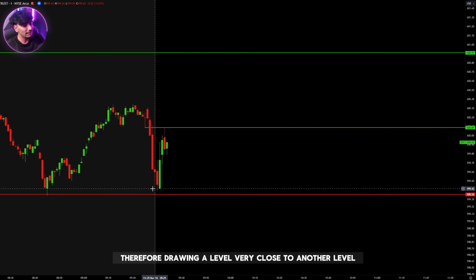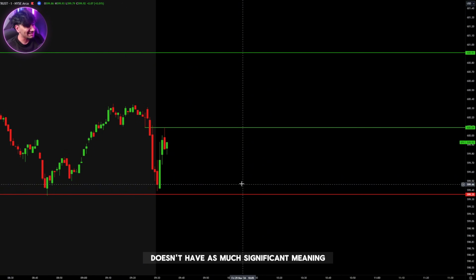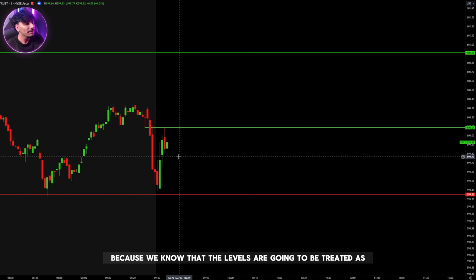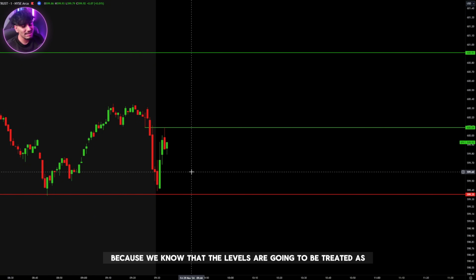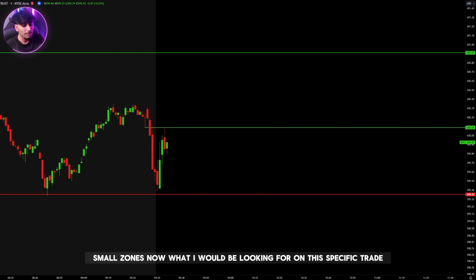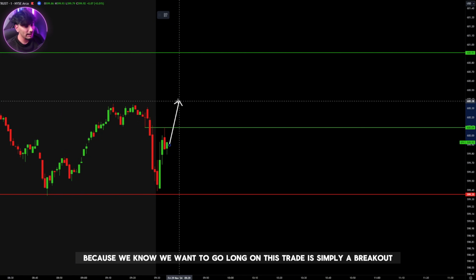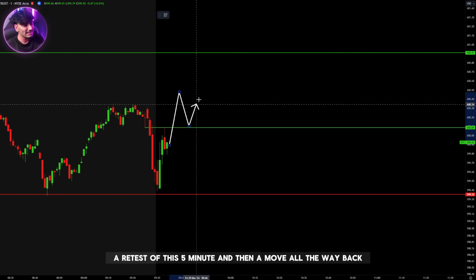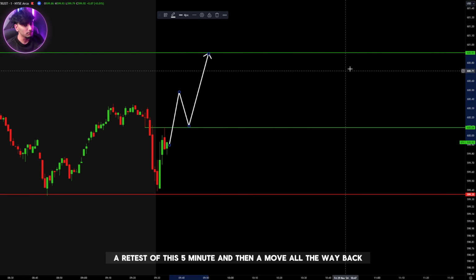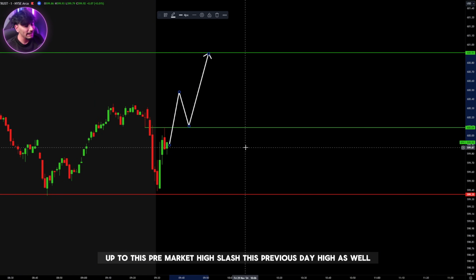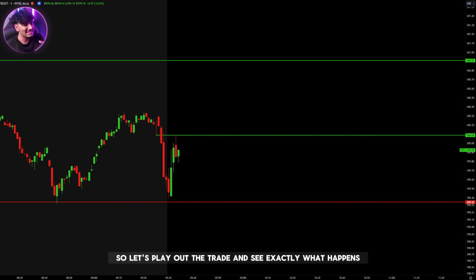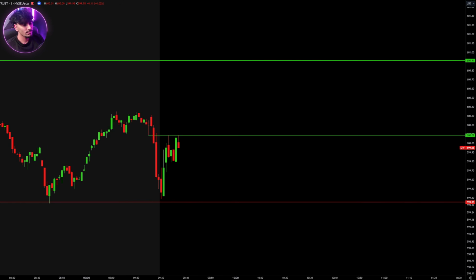Therefore, drawing a level very close to another level doesn't have as much significant meaning because we know that the levels are going to be treated as small zones. Now, what I would be looking for on this specific trade, because we know we want to go long on this trade, is simply a breakout, a retest of this 5-minute, and then a move all the way back up to this pre-market high, this previous day high as well. So let's play out the trade and see exactly what happens.